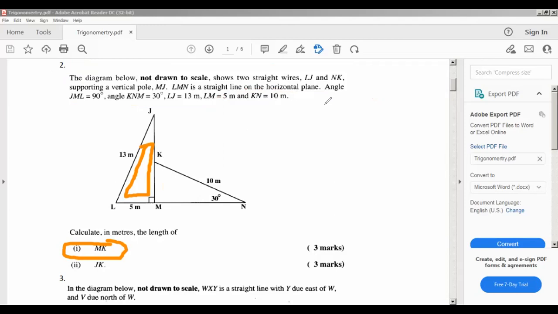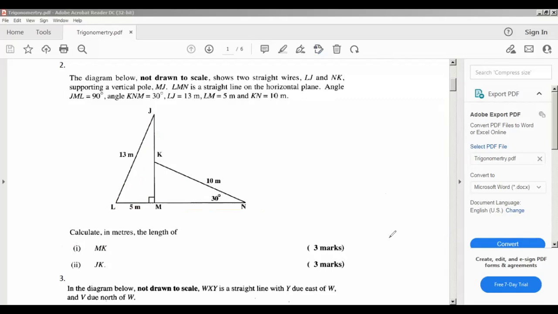Can I use the left-hand triangle to find MK? No, you can't use it. Remember, this is MK, right? MK is a part of the smaller triangle, but the left-hand triangle is a bigger triangle, not true? So you can't really use the left-hand triangle.